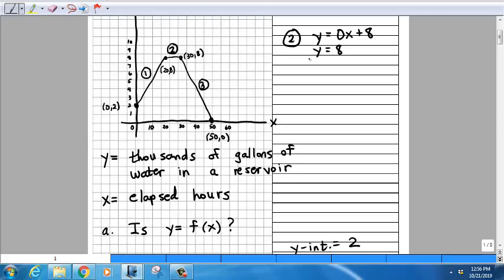Let's see if we can get 1 and 3. So 1 is obviously a straight line, right? So what do I need to write down the formula for a straight line?